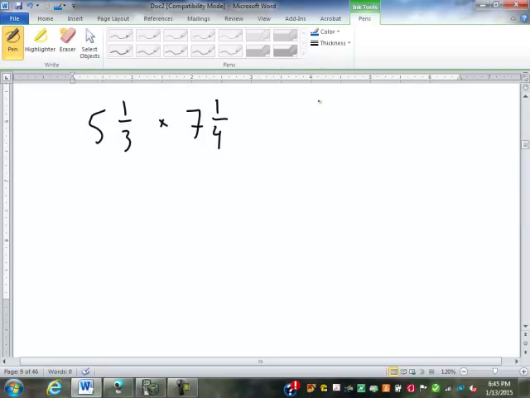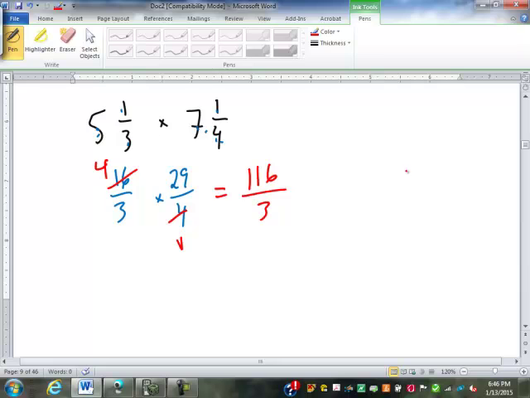How do we avoid it? We turn them into improper fractions. 5 1/3 is going to become how many thirds? Yeah, 5 times 3 is 15, plus 1 is 16. 7 1/4 will become how many fourths? 29. Good. 7 times 4 is 28, plus 1 is 29. Now you can still cross cancel. You can see here that the 16 and 4 can be divided by 4 to give me 1 and 4. 29 times 4 is 116. 3 times 1 is 3. 116 divided by 3 is 38 and 2/3.